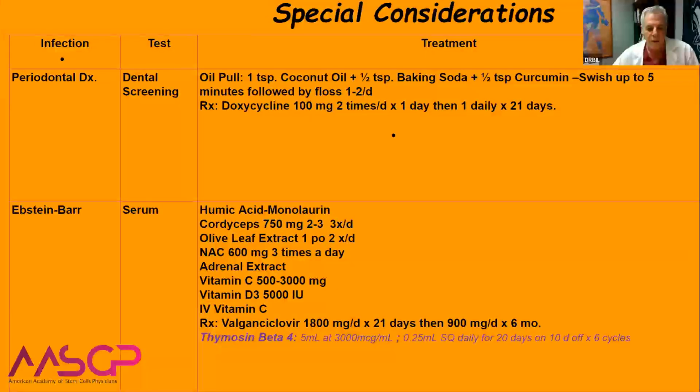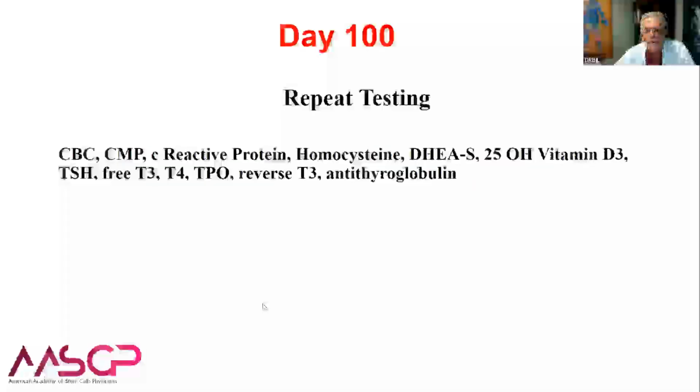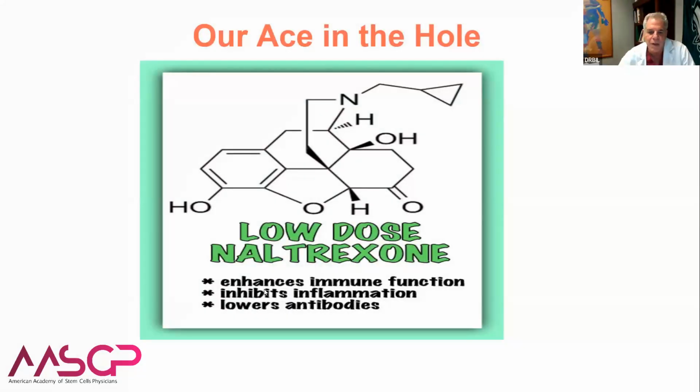Patients with Epstein-Barr, again, valacyclovir plus Celebrex is a good combination. I got that from Jacob Teitelbaum. That's his formula. Humic acid, monolaurin, which is actually from coconut crystals, is an antiviral. Cordyceps, olive leaf, N-acetylcysteine, IV vitamin C. You'll have these here. We can get you these charts. Repeat testing, and then take it from there.